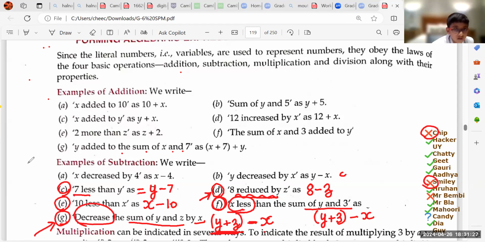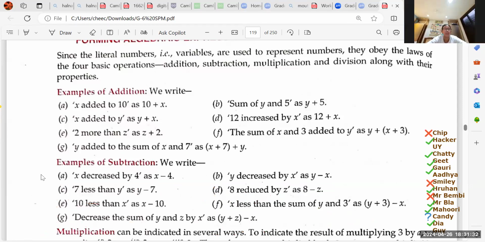Yes or no, guys? Yes. I think it minus X should come front because we are decreasing.